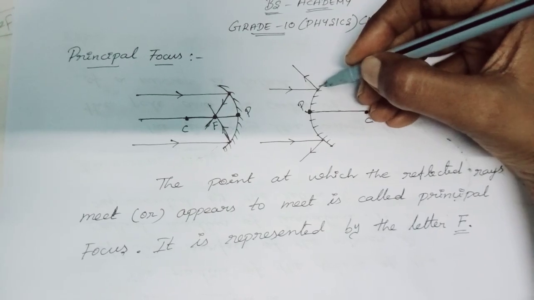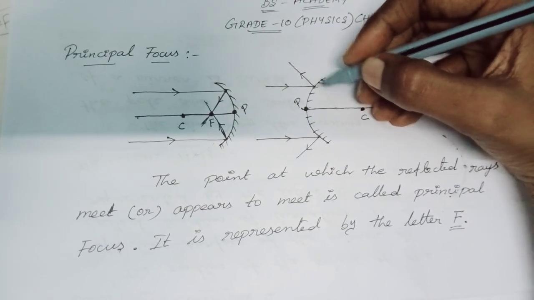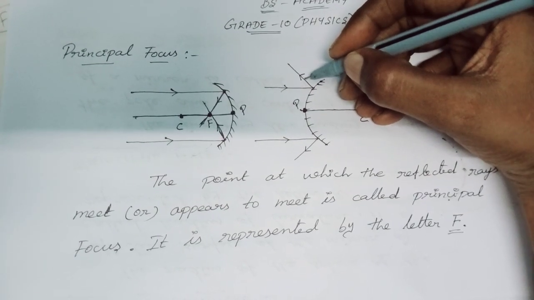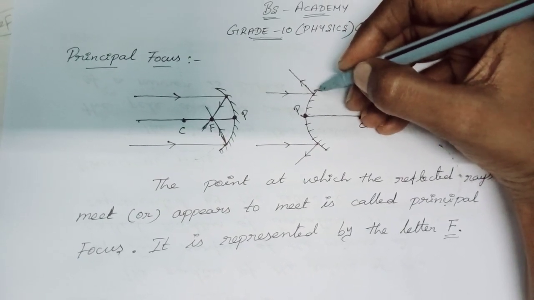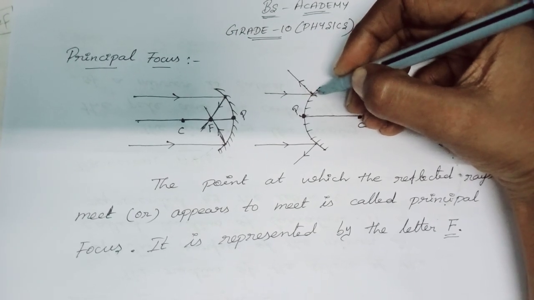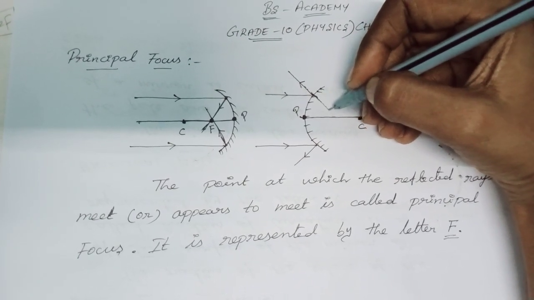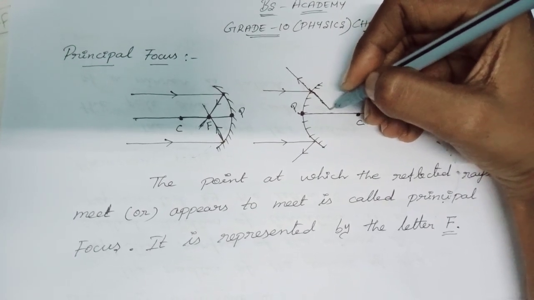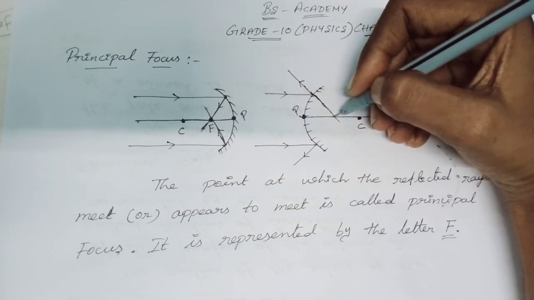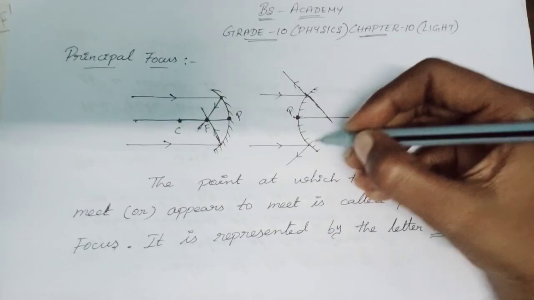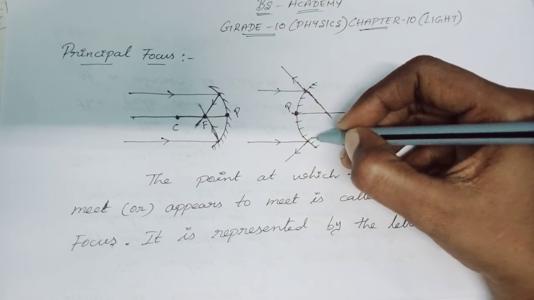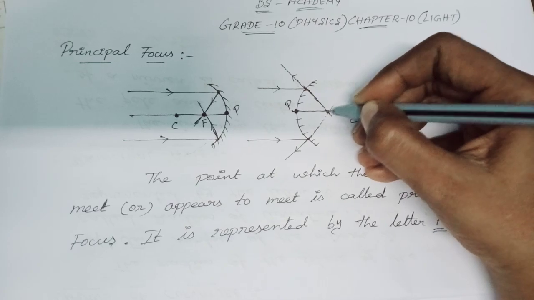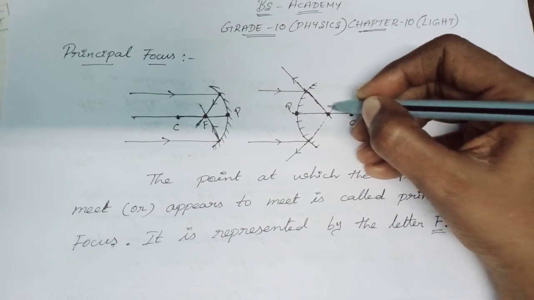Now, how do we find the meeting point of the reflected rays in the case of the convex mirror? For that you just have to extend the reflected ray. This reflected ray is extended like this, and the extended line of the reflected ray will meet at a particular point. This reflected ray is also extended, and these lines will meet at a particular point, and this point is called what?